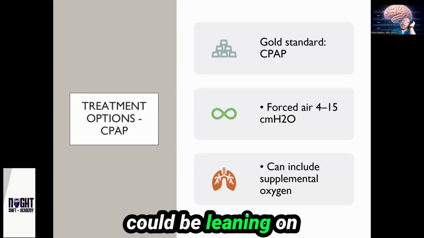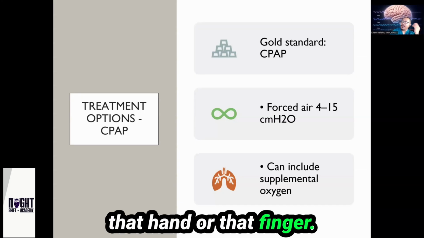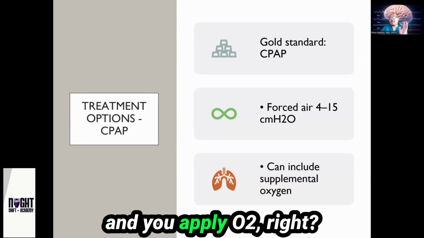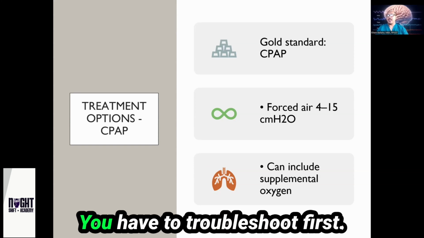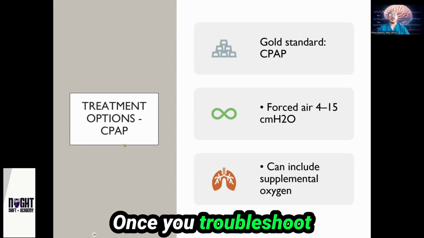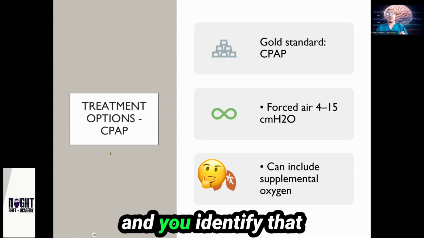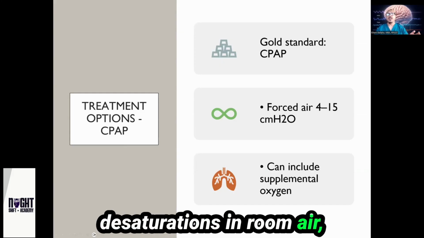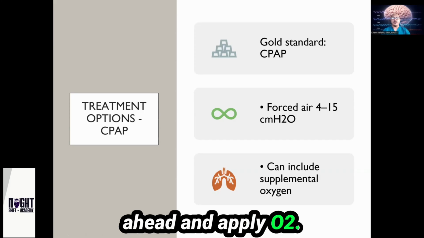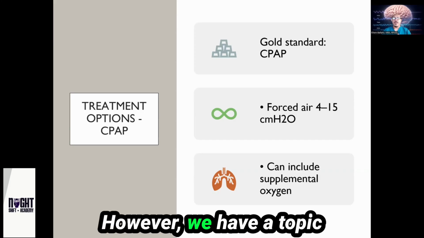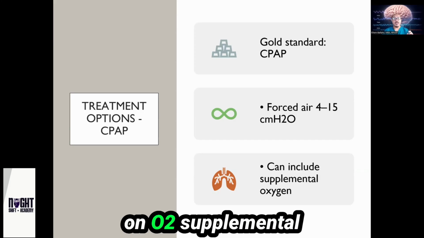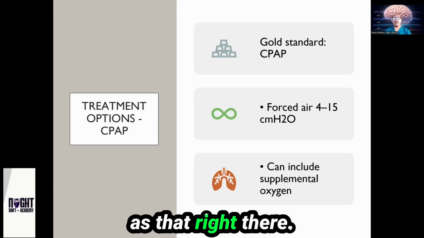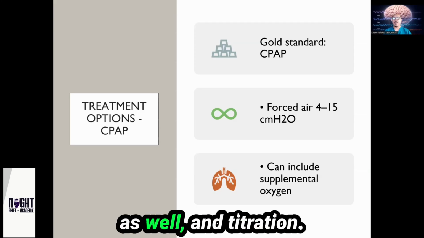The patient could be leaning on that hand or that finger is bent, and then you call it desaturation and you apply O2. Right? You can't do that. You have to troubleshoot first. Once you troubleshoot a couple of times and you identify that the patient is having desaturations in room air, then you can go ahead and apply O2. However, we have a topic on supplemental O2 and also CO2, so it's not as simple as that, right? It depends on the situation as well.